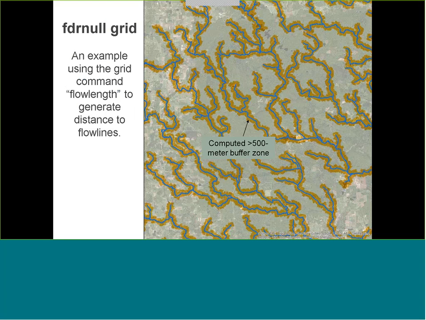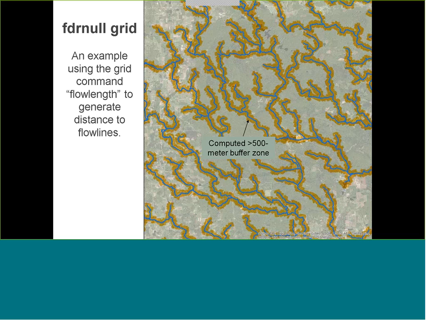This figure illustrates how that FDR null grid can be used in conjunction with the flow length command to measure distances from each cell within a catchment down to the flow line, which has been made null. The orange shaded areas show the results of just such an operation, where we identify a 500-meter buffer around the flow lines. Further variations of this can be to replace not only the flow lines with no data, but also the networked water bodies as well. In that case, you'd be able to delineate a similar buffer zone around the water bodies.